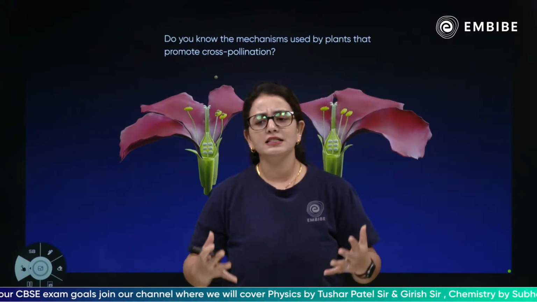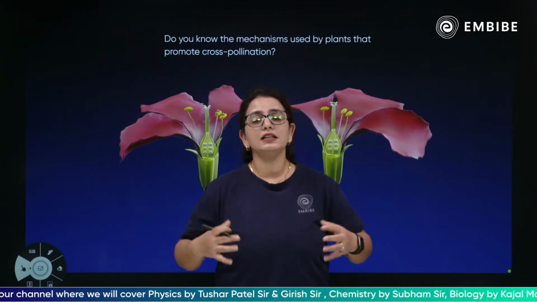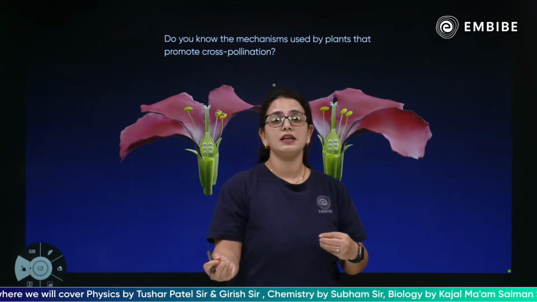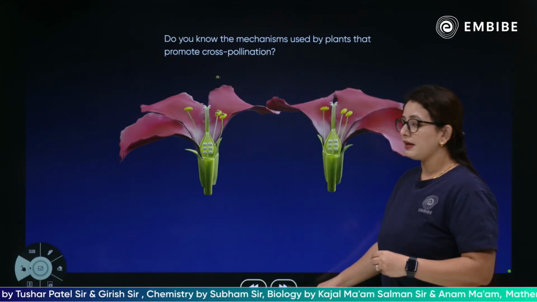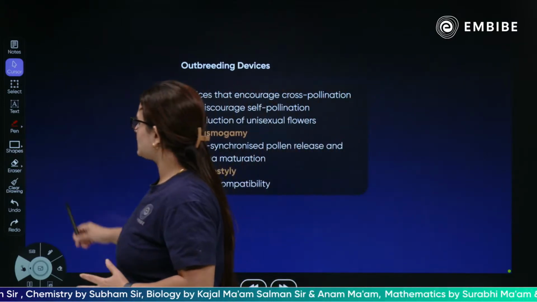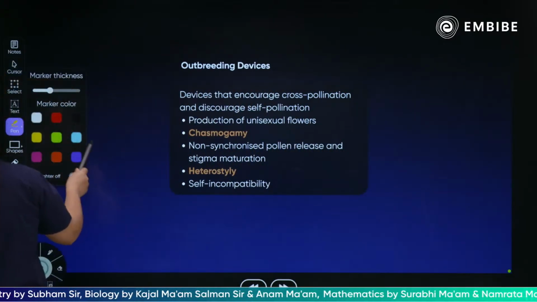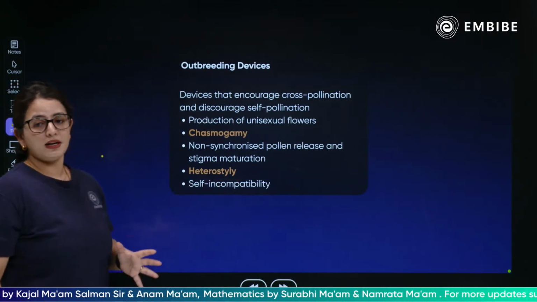So why are plants promoting cross-pollination? What are the various methods they themselves use to promote cross-pollination? Let's see, children. Talking about the outbreeding devices and cross-pollination, there are various methods which are used by the plant to encourage cross-pollination.